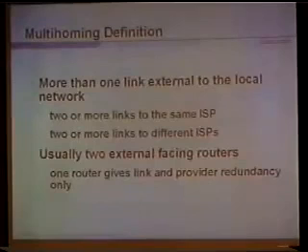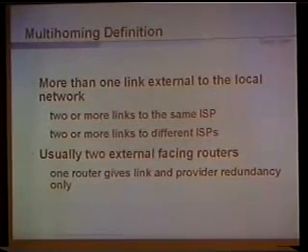So, first one. How is multi-homing defined? Well, I think the best definition really is you've got more than one link external to the local network. Now, that's either going to the same ISP or to different ISPs. You can multi-home to the same ISP quite easily, either to the same point of presence or to different points of presence across the network.